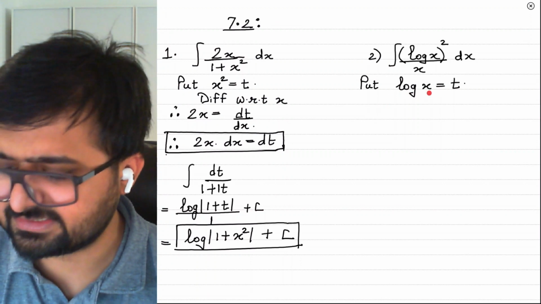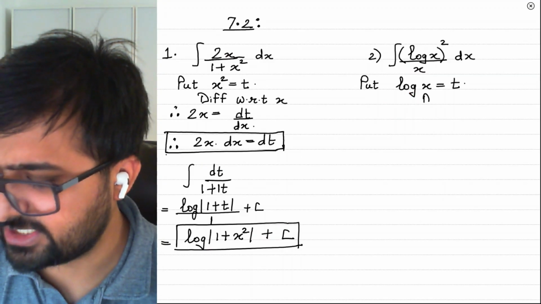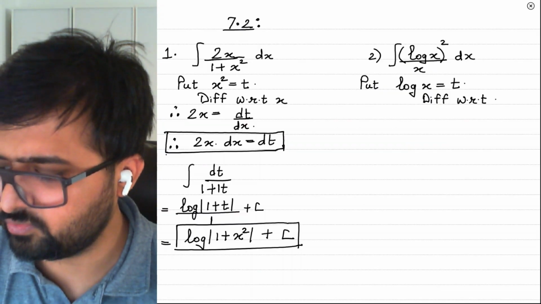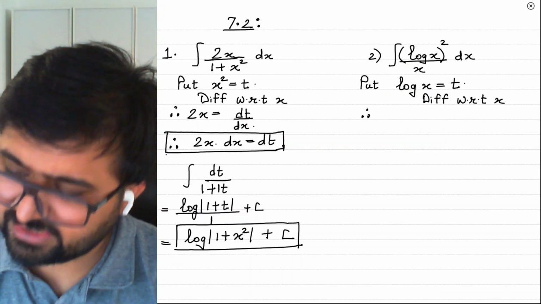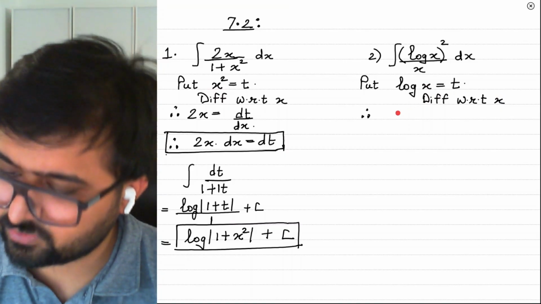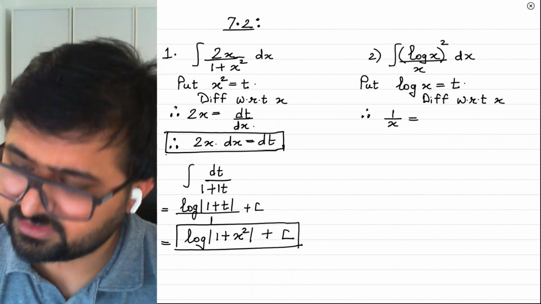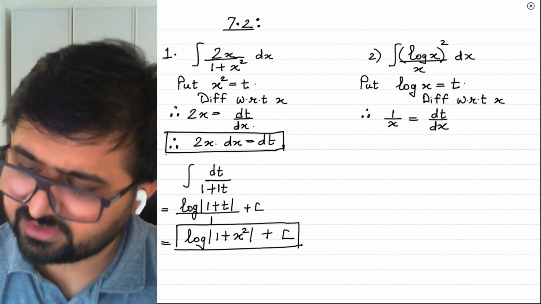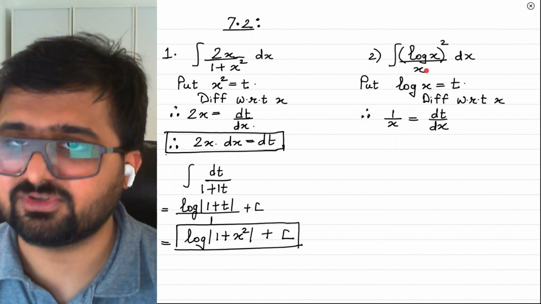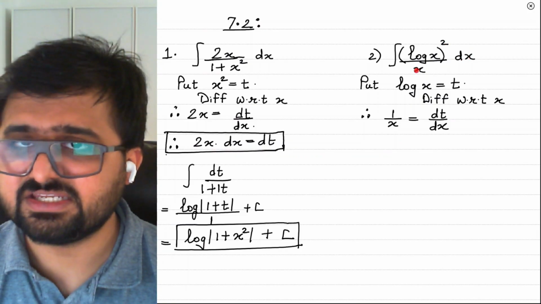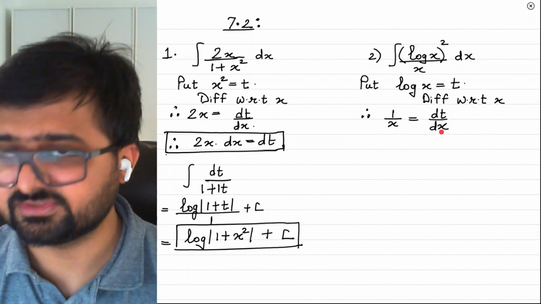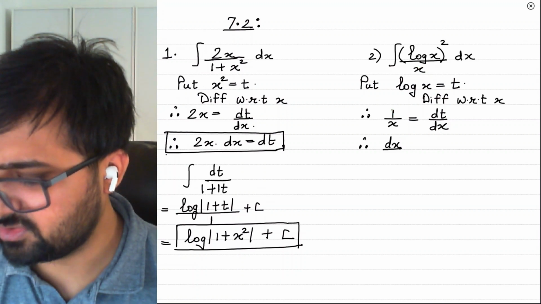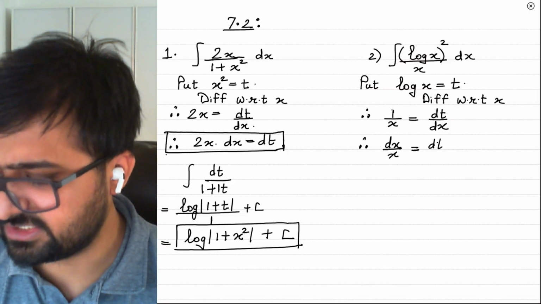Therefore, if we put log x is equal to t, then just differentiate with respect to x on both the sides. We get the derivative of log x with respect to x is 1 over x, and the derivative of t with respect to x is dt over dx. Now let's convert the entire function in terms of t. We see that there is dx over x present here, so this dx can be taken on this side. So you get dx over x is equal to dt.